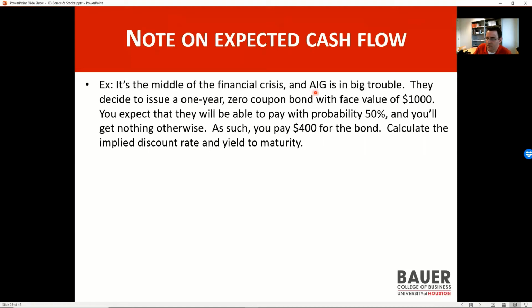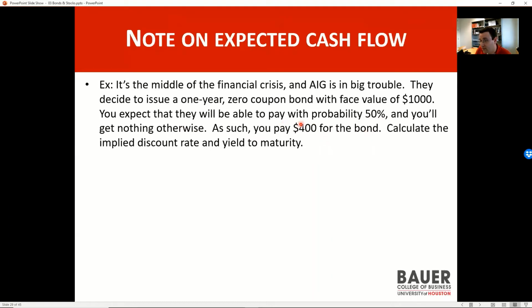So in order to help themselves, AIG wants to issue bonds. They want to issue 1 year zero coupon bonds with a face value of $1,000. That's about the simplest bond that you can think of. Now, they're in big trouble, so you don't expect that they're going to be able to pay with any kind of guarantee. In fact, you only expect that they're going to be able to pay off the bond with probability 50%, and otherwise you'll get nothing. Because of this, you're willing to pay $400 for the bond.